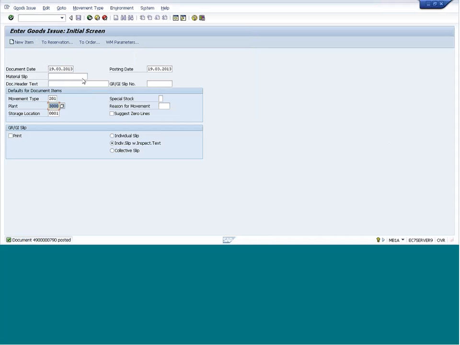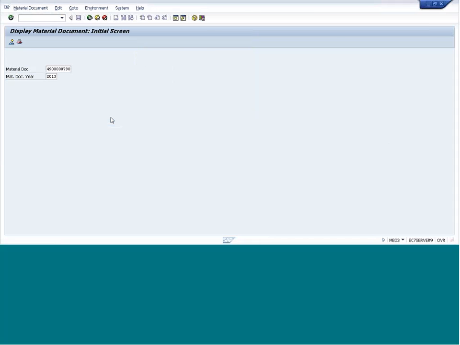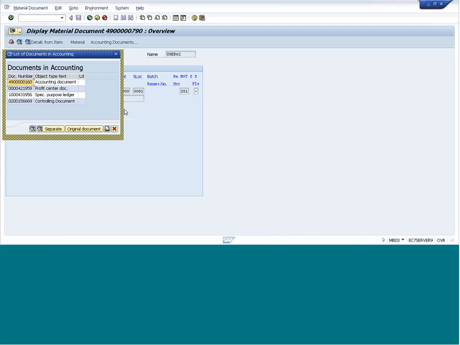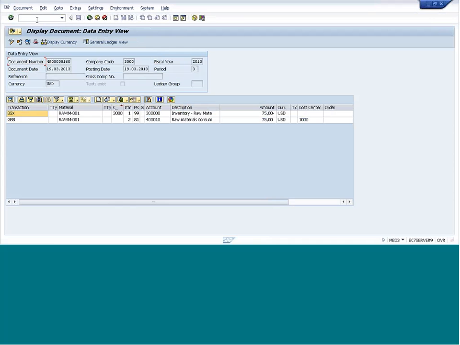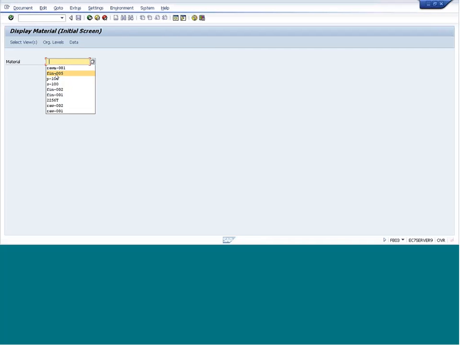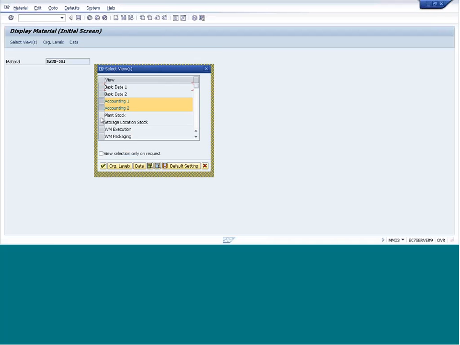Let us look at the document. Obviously, it is posted with $75. When you go here and see the document, it is posted with the $75, because that was the value. And now you go and see your material, right? Right now 1 quantity is there with $75 as your moving average price.